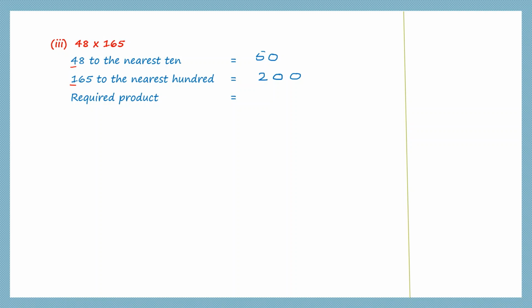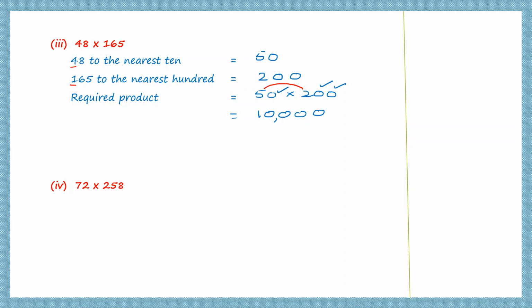200. Now the required product will be 50 into 200. So let's multiply 5 into 2. 5 twos are 10. And then we count the zeros: 1, 2, 3 zeros. So what do we have? 10,000. So our required product here is 10,000.